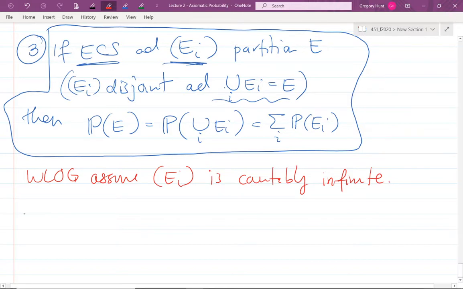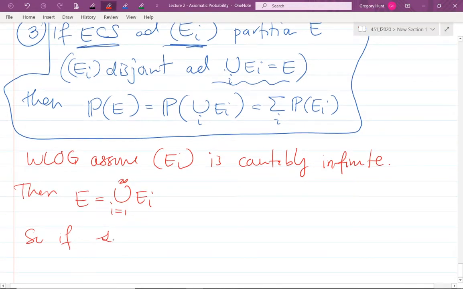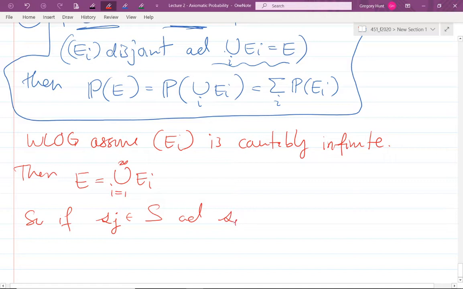Then recall that E is going to be, because the E sub i partition E, the infinite union of these E sub i. So let's say I have some S sub j, some element of my sample space. I have to use j so it's different from this i here. They don't have to be the same, right? This is some element of my sample space. And if this element S sub j is in my event, then this element S sub j is in this countable union. Right? Simple. If it's in the event, it's in the countable union, because the countable union is the event.